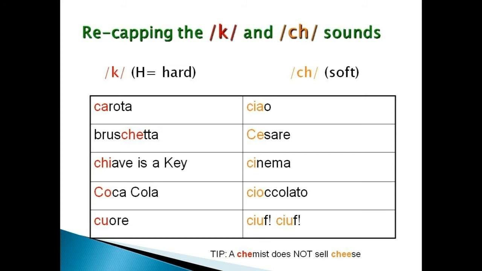There is no ch in the word chemist. CH is always a hard sound. If you want, you can pause and practice comparing the ka, the cha sound, the ke and che, the ki and chi, ko and cho, ku and chu. And practice also how to spell them, how to write them.